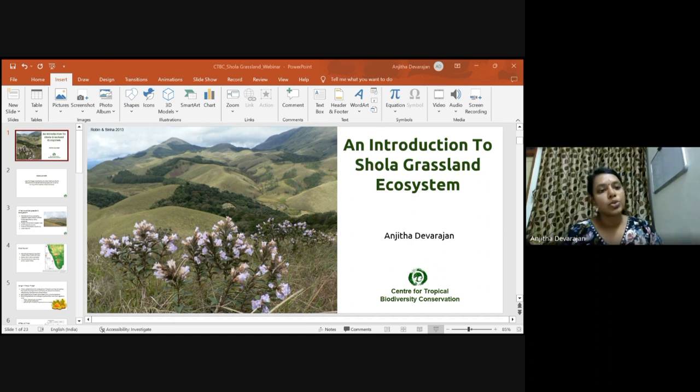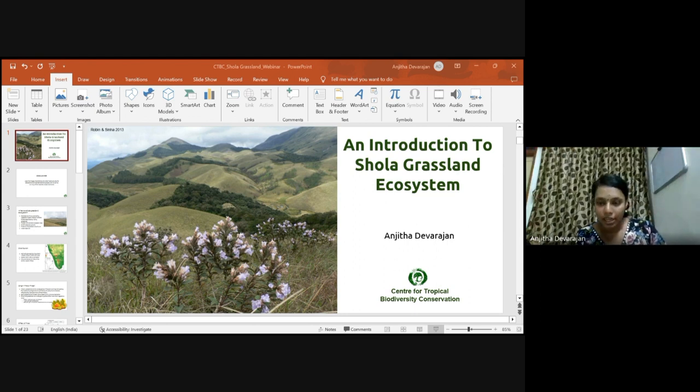Now we can look into the distribution of the Shola grassland ecosystem. Like I said, it's found in the high altitude regions, that is above 1400 meters. And it is only found in the southern Western Ghats, in the states of Kerala, Tamil Nadu, and Karnataka. And it's only forming a small part of the entire Western Ghats region, that is around 3% only.